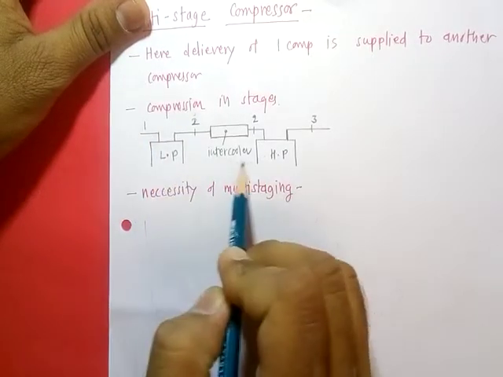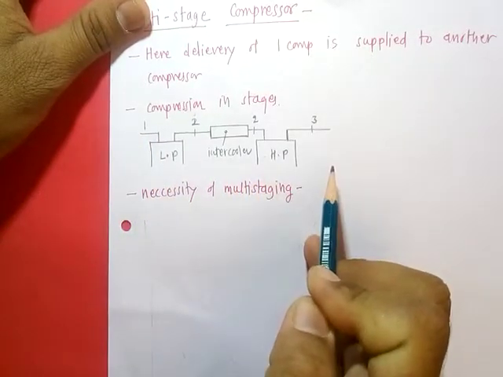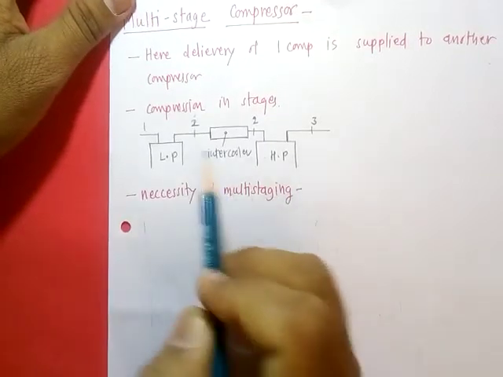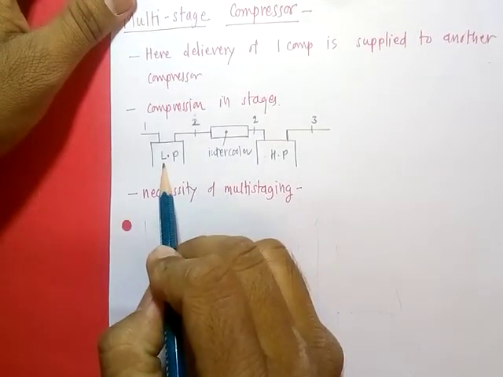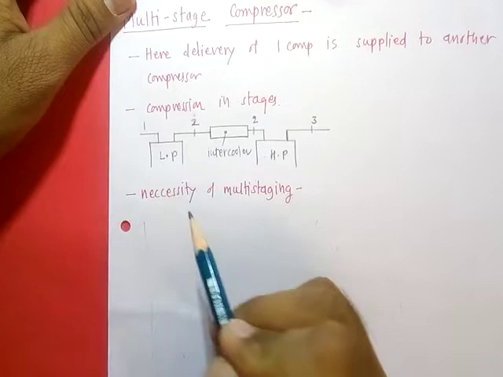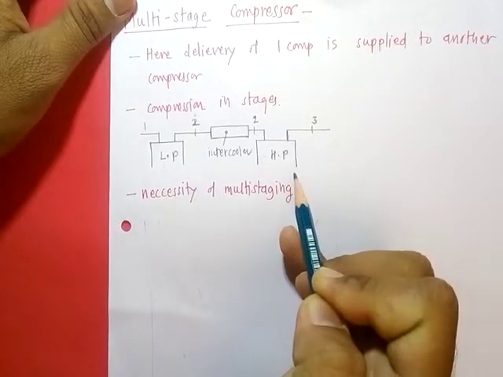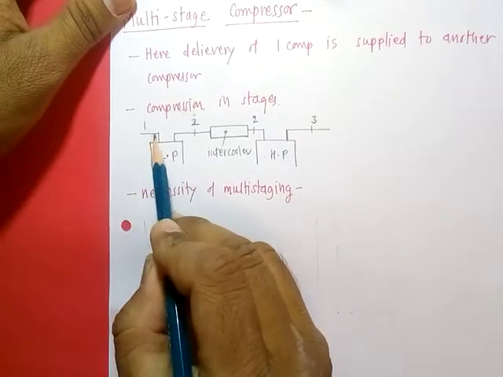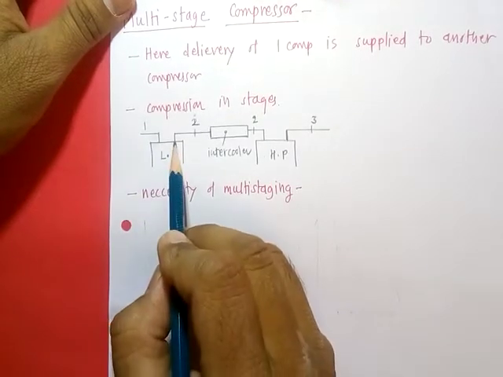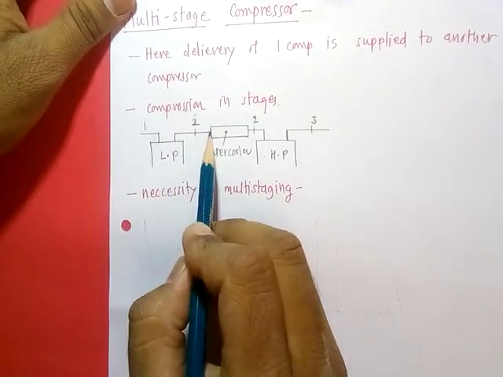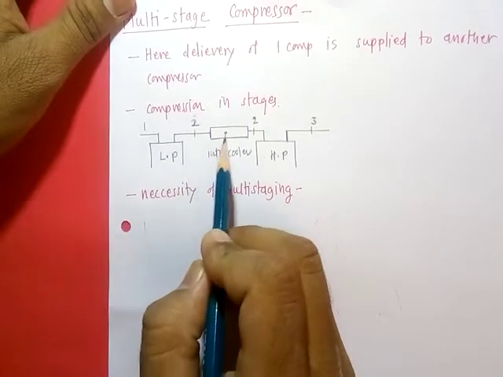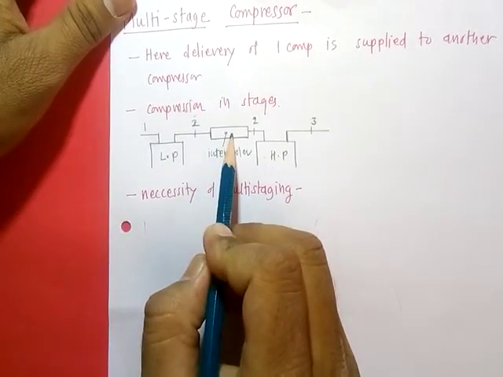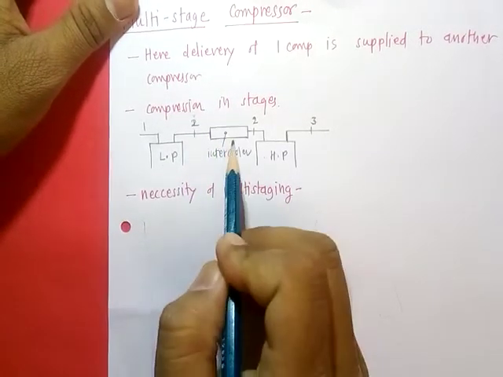There are two or more compressors in the case of multi-staging. The lower side compressor is called the low pressure compressor. The high side compressor is called the high pressure compressor. In the low pressure compressor, we take air from the atmosphere and compress it to some intermediate pressure. Then there is the intercooler. We'll discuss later what an intercooler is.